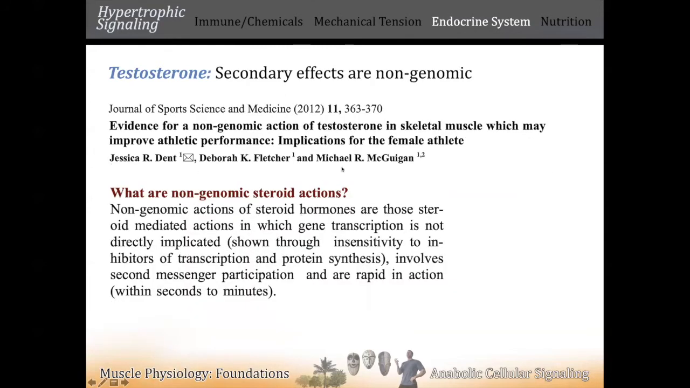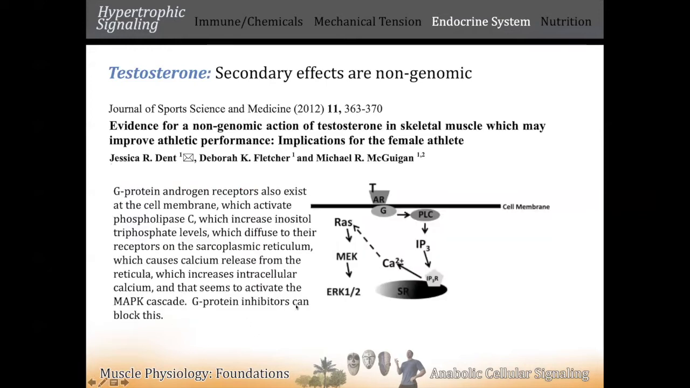And there are secondary effects of testosterone that are non-genomic, right? These are different. This isn't like, oh, let's bind to a little patch of DNA and affect transcription. There are non-genomic effects of testosterone and a bunch of second messenger cascades.